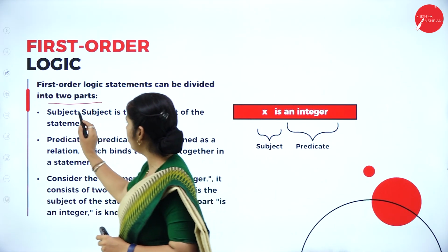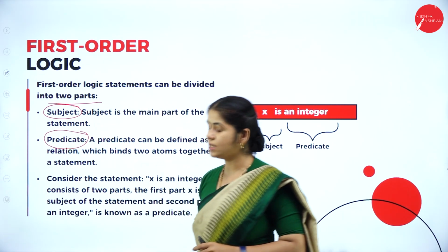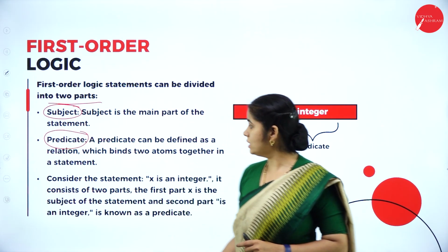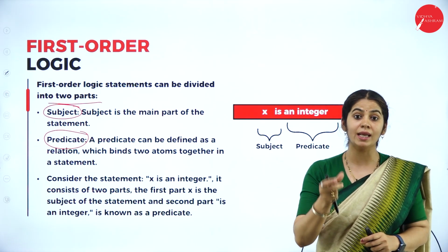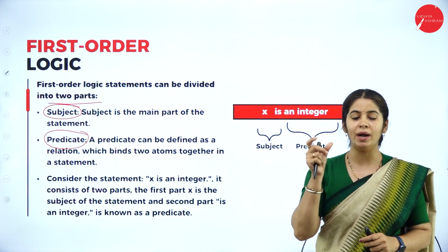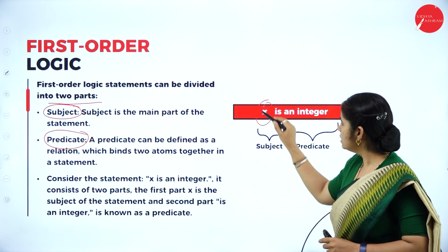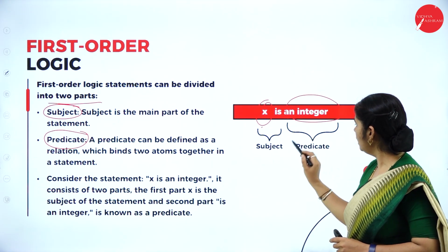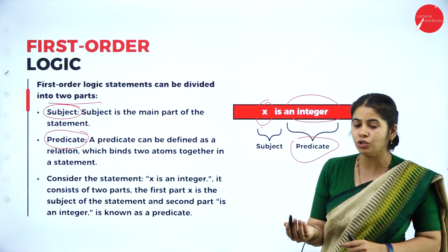In the first part we have a subject, and in the second part we have a predicate. What is the subject? Take an example: X is an integer. What is the subject here? X. We are referring to one particular object, that is called the subject here. X is the subject and it is an integer. We are predicating that it is an integer.